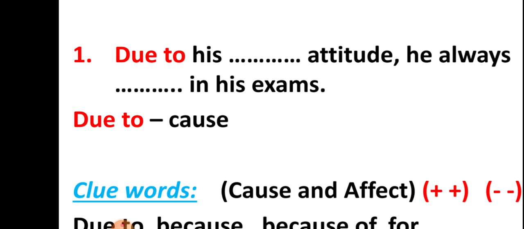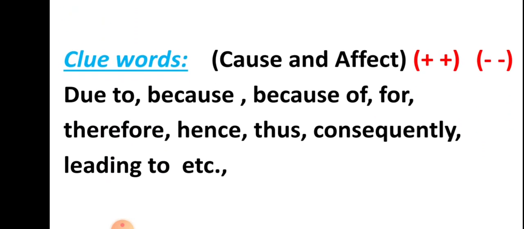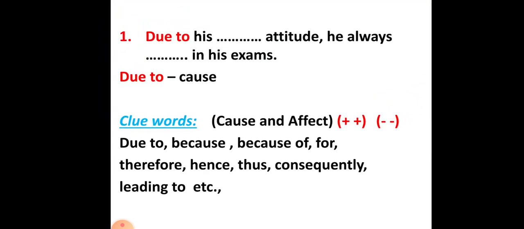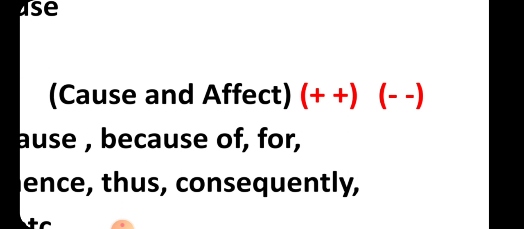Now you need to understand one thing. Whenever you see clue words like due to, because of, for, therefore, hence, thus, consequently, and leading to, all these words are used to give a cause that may eventually lead to a result. So when you have these words, you need to understand that if the cause is a positive word, the result will also be positive. If the cause is negative, the result will also be negative.